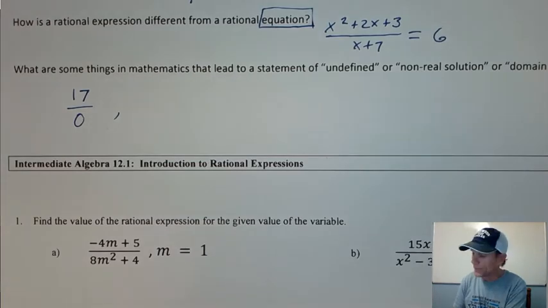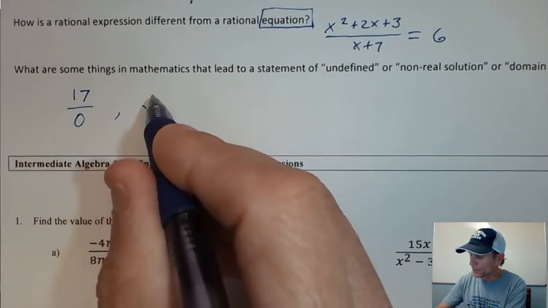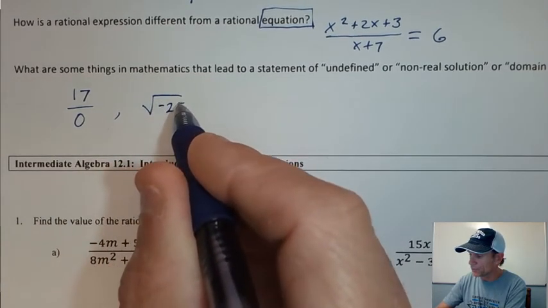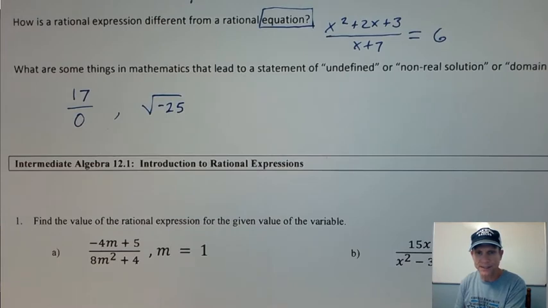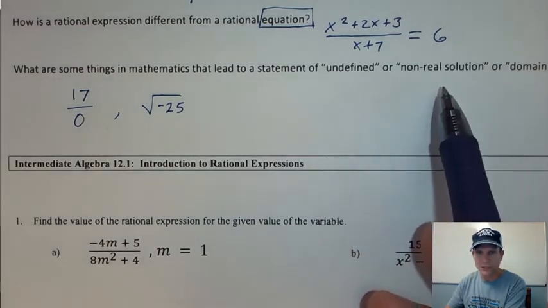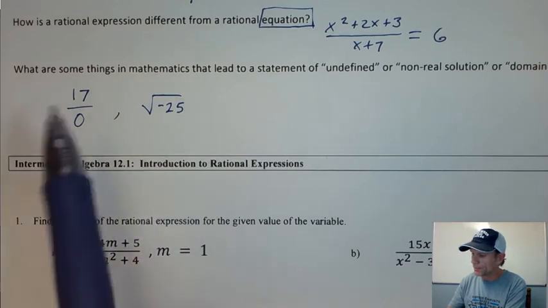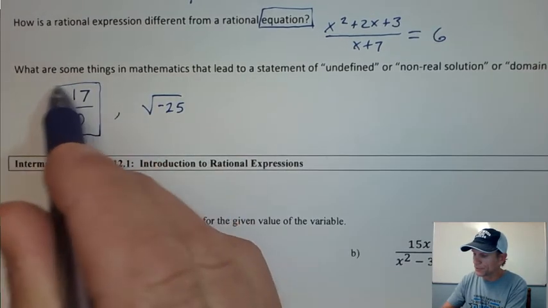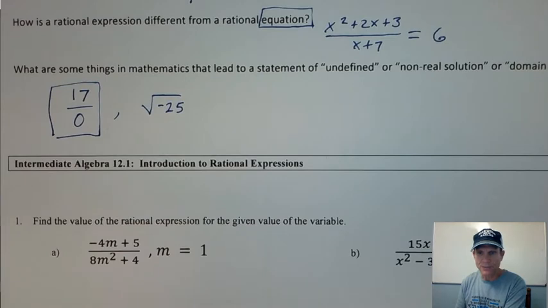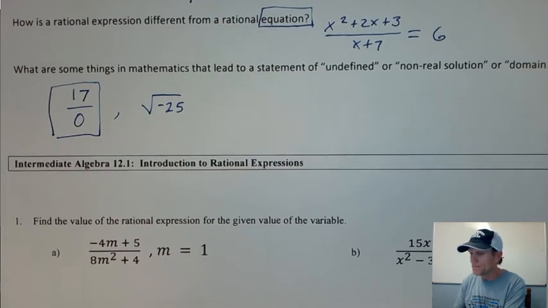Another thing that could give us a non-real solution would be something like this, where we did the square root of -25. We'll get to that in a later module, but that would yield an imaginary solution. And then some other things that involve logarithms could lead us to these types of solutions also. But the main thing we want to focus on right now is this division by 0, that we get an undefined result when we divide by 0, okay?